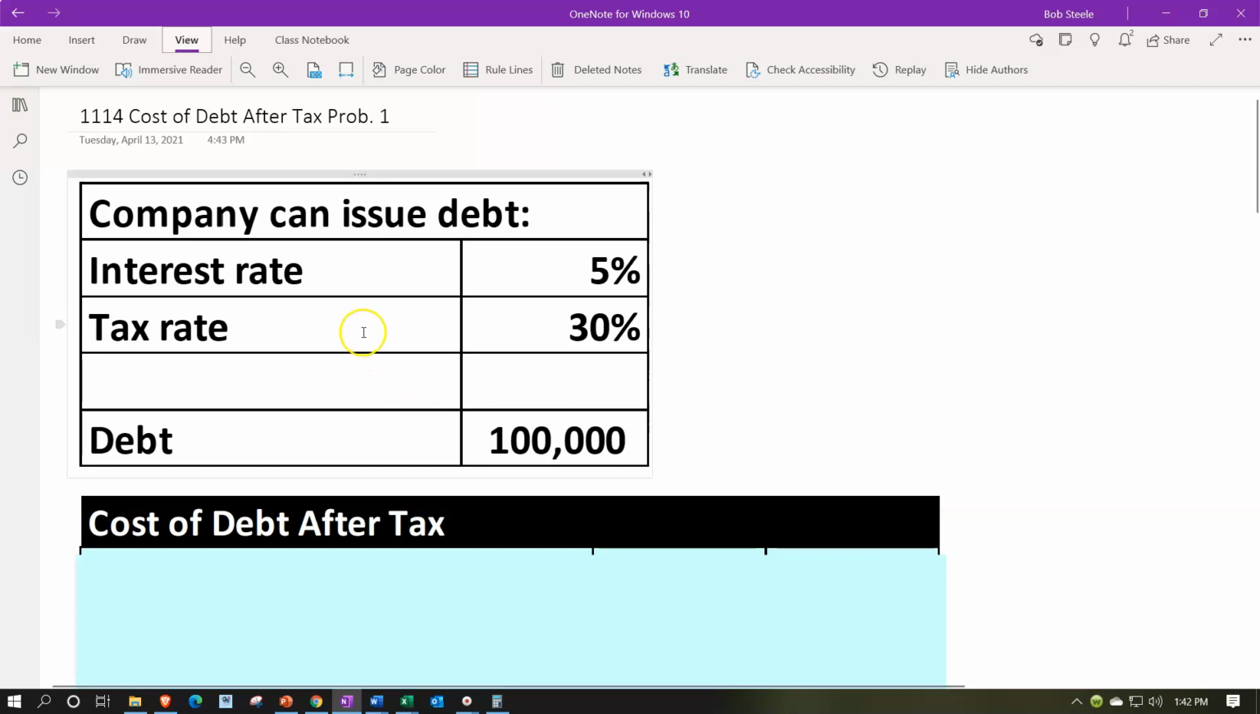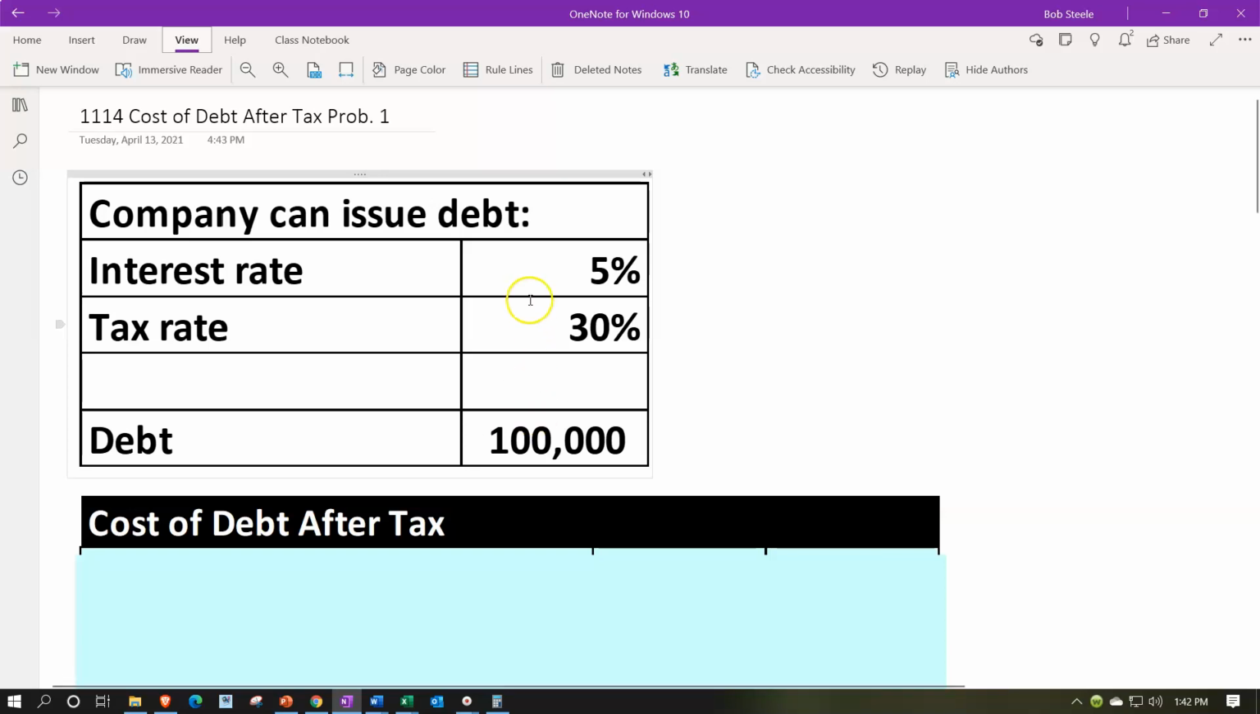So we're going to say the interest rate, let's say, is 5% and the tax rate is 30%. Let's not even think about the debt first. Let's just think about the rates. And then you could figure what the cost of debt after tax on a percentage basis would be, just simply with the rates. Then we'll add the 100,000 of debt, because I think intuitively many people would understand this better by having the debt and then calculating it in that format.